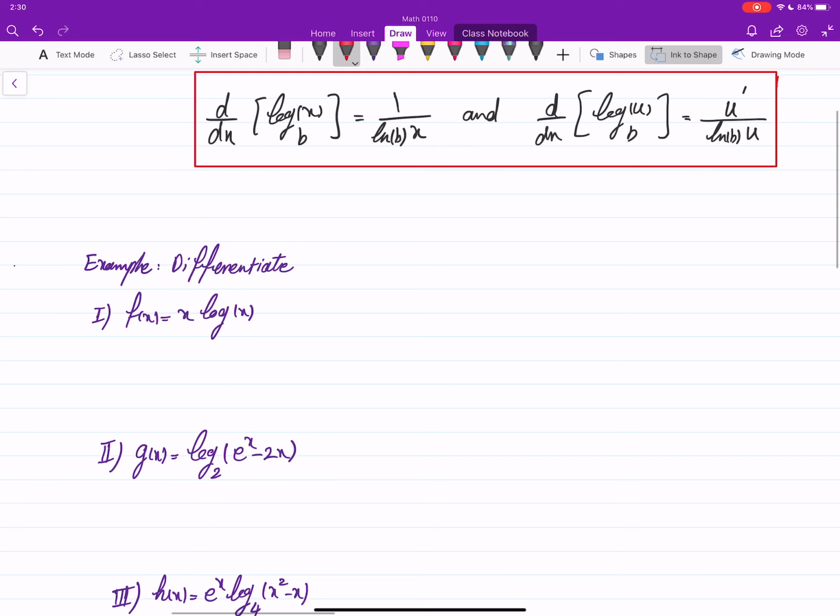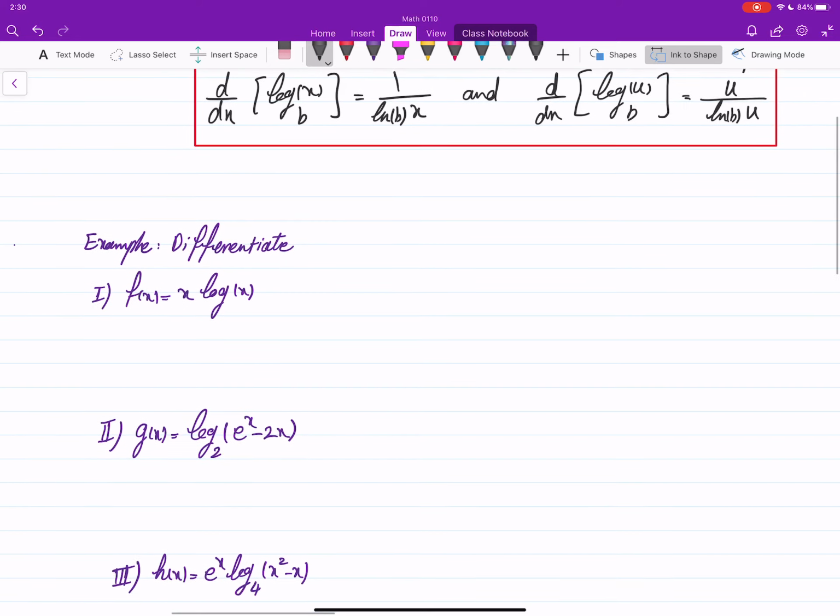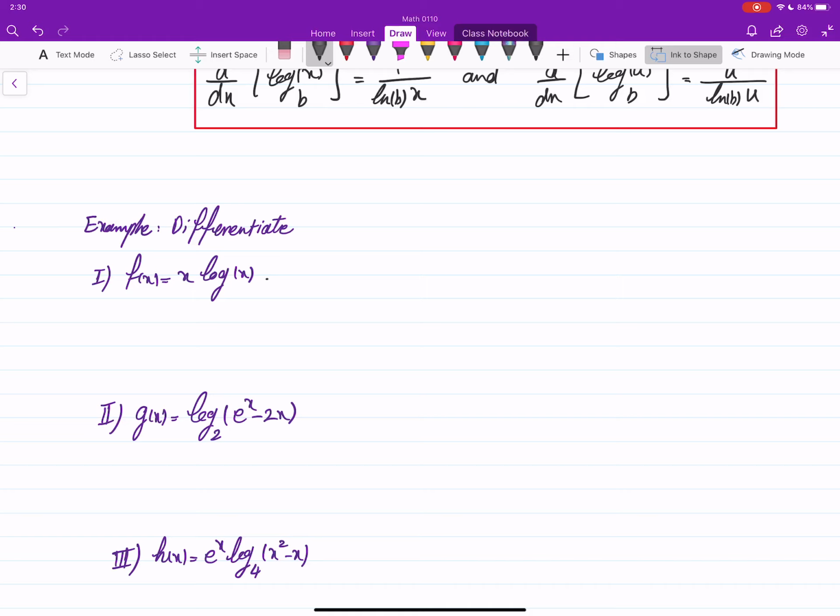So let's do some examples. Derivative of x times log x. Remember, if there's no base, it means that the base here is 10. So we have to do it very carefully. Derivative of x times log x is derivative of the first one times the second one, log of x, plus x times the derivative of log x.